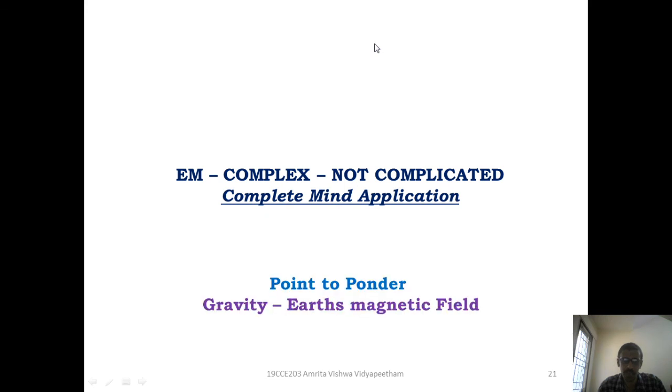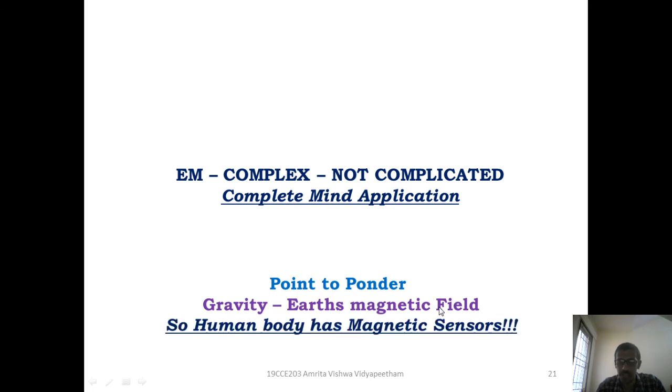Let us just finish it off. EM is a complete mind application, and here is a small assignment for everyone. Gravity, as it is, has been said to be due to Earth's magnetic field. So we are affected by gravity. Does that mean that the human body has magnetic sensors? It's a good point to ponder, isn't it? So thank you.